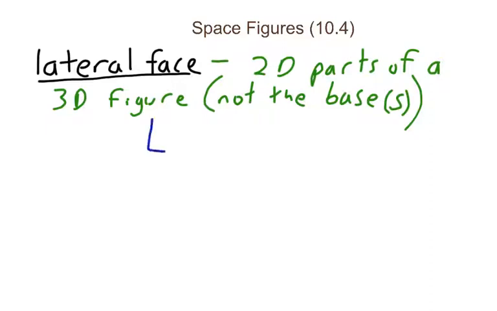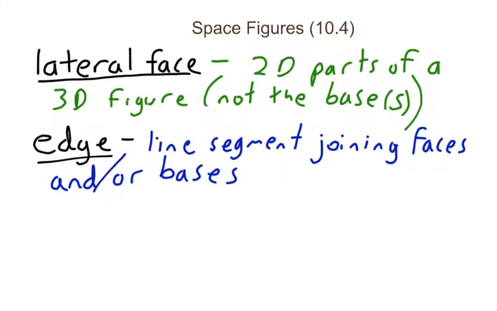So lateral faces could just be maybe a whole bunch of rectangles, or they could be a bunch of triangles. Now an edge is where the faces or the bases come together. So an edge is just a line segment that joins faces and or bases. Alright, and the two major figures we have for 3D figures are prisms and pyramids.